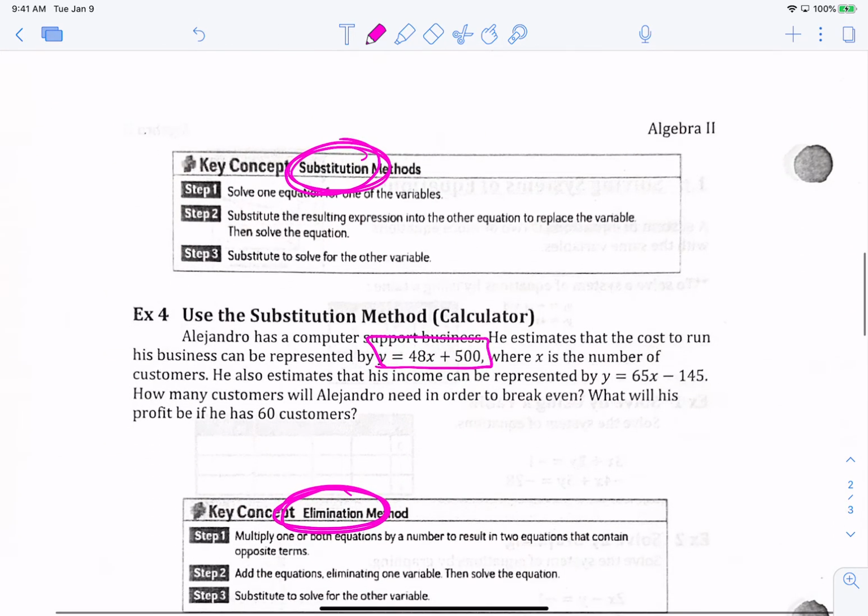So we have two options. One of them is substitution. The other one is elimination. Chase just asked which one's easier. It depends. It depends on the equation that you are given. I like elimination better, but it depends on the equation that I'm given, which one I'm going to do.